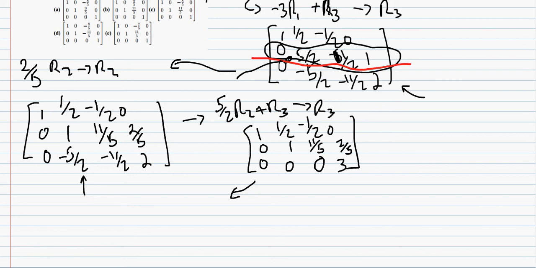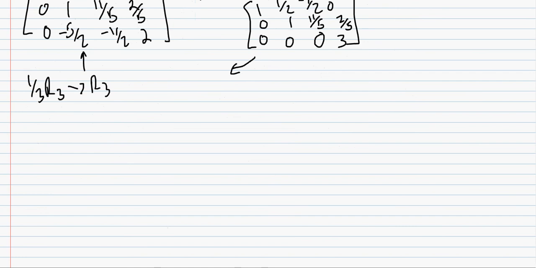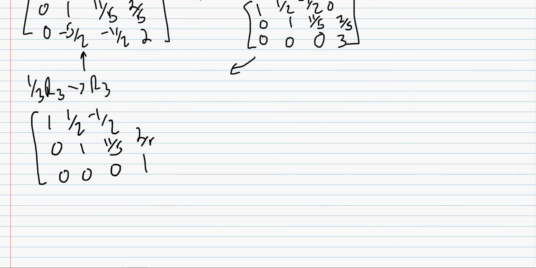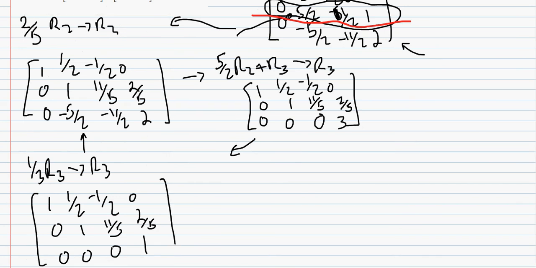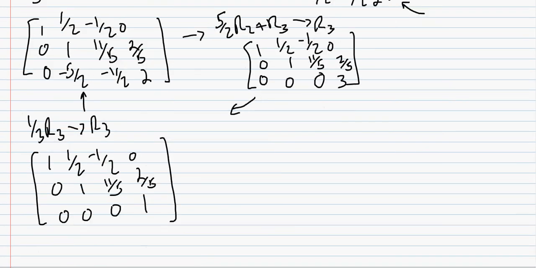We're getting there, and I'm just going to clear up the third row to get a 1. So I'm going to multiply the third row by 1 over 3, because we want it as clear as possible, because reduced row echelon form. 1, 1 half, negative a half, 1, 11 over 5, 0, 0, 0, 0, 1, 2 over 5, and then 0. Okay, so now what's left?